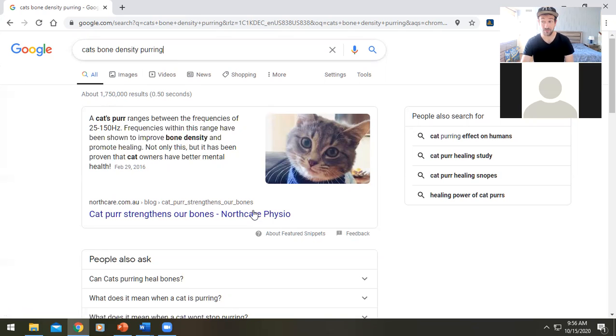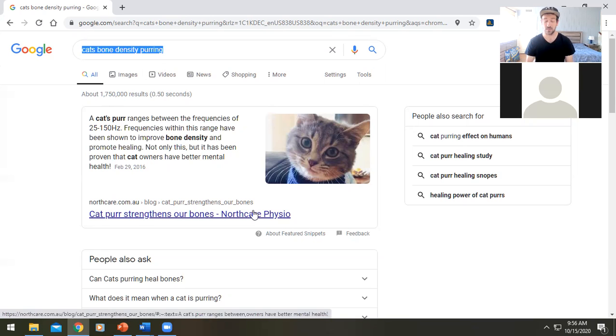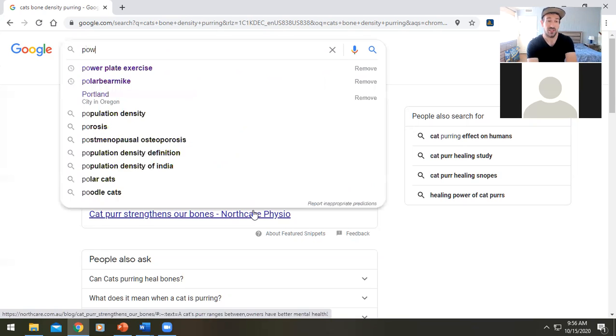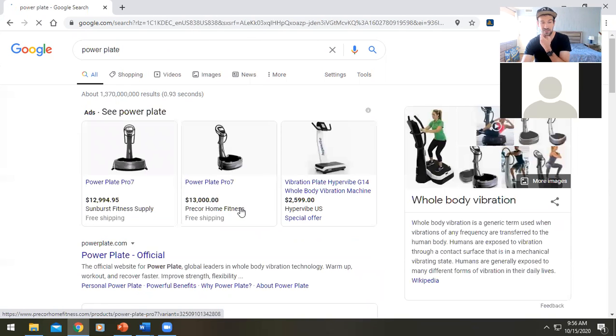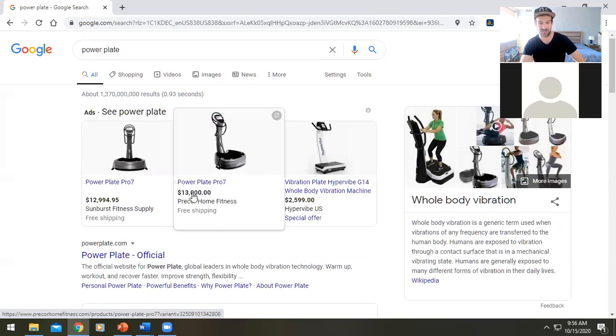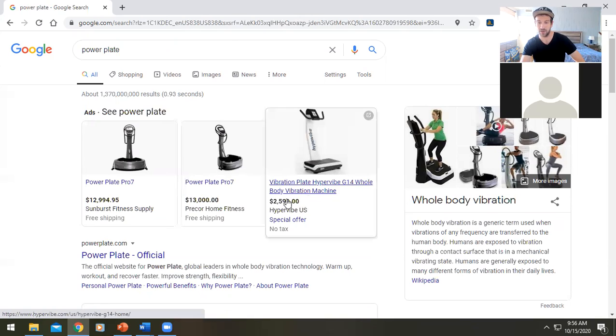But one thing we have looked at, and this has been proven, is the power plate. The power plate is this really expensive piece of gym equipment. You can see here, this is a $13,000 one. Here's a rip-off version, which is $26,000. And by 26,000, I mean 2,600.